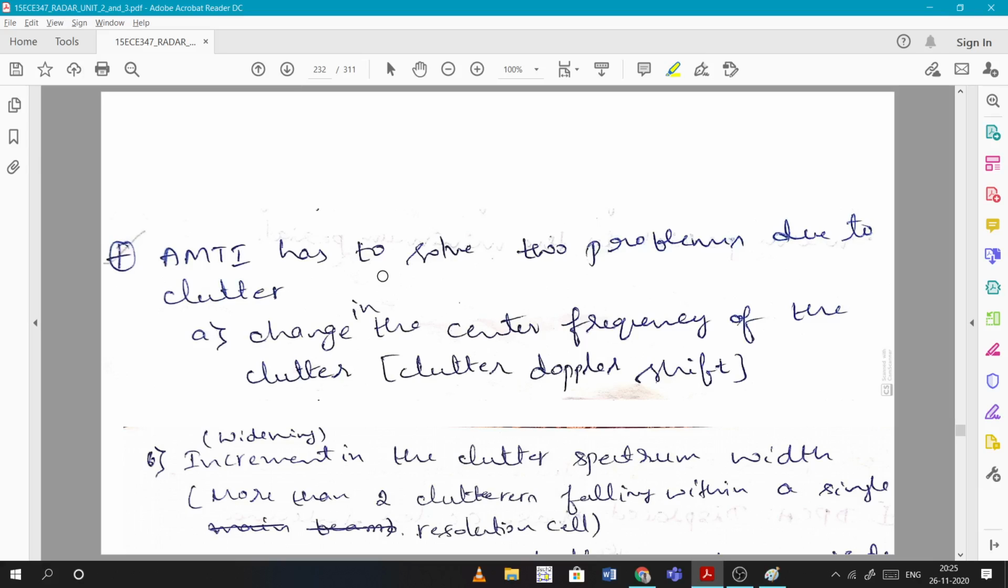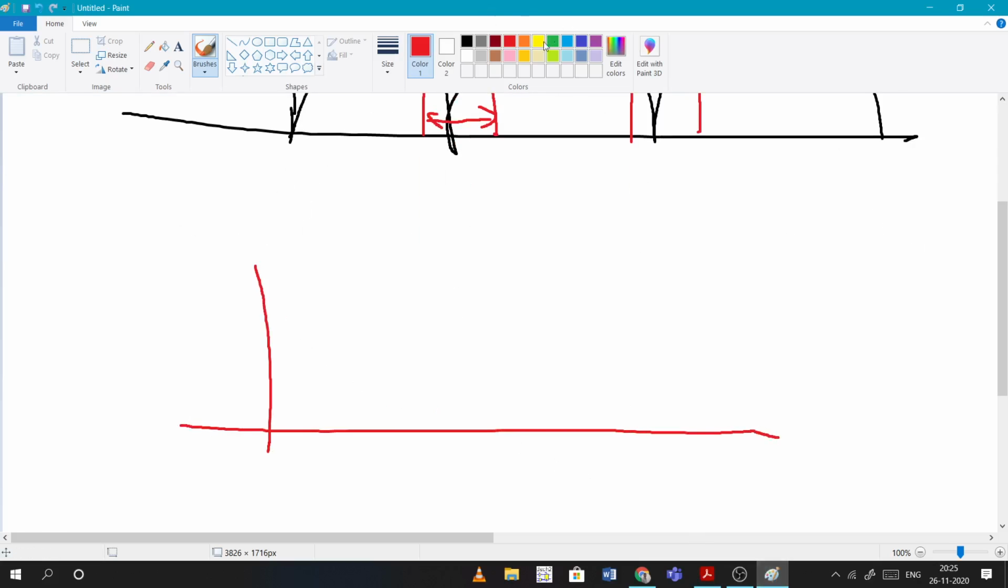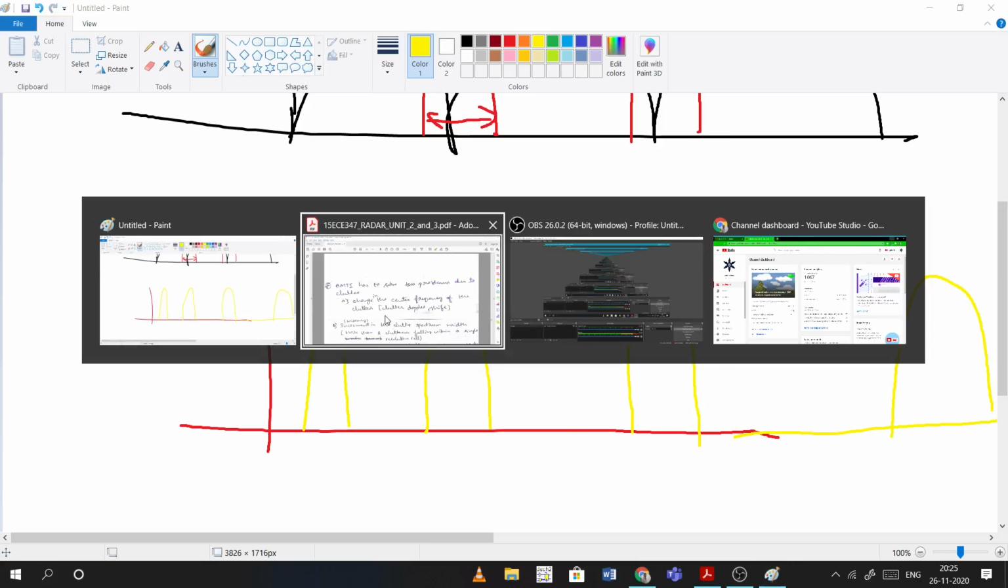Airborne moving target indicator has to solve two problems due to clutter. One is the change in the center frequency of the clutter, that is, the clutter Doppler is not fixed. Let us take this as a clutter. It will not be at equal intervals. It might shift from here to here, like a shift. It will not be constant, right?